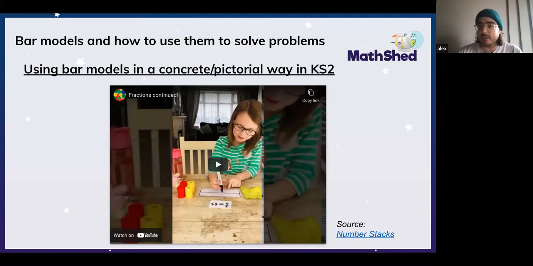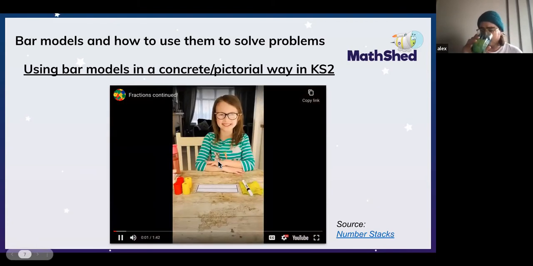Now, it's not just in Key Stage 1 that we can use bar models with concrete resources. Here, number stacks. If any of you are active on teacher social media, you might have seen some of these videos before. I think that the language used is fantastic, and I think that the resources are wonderfully made.